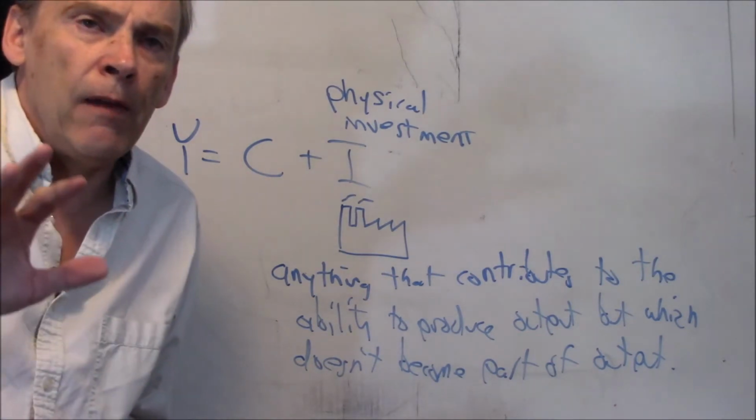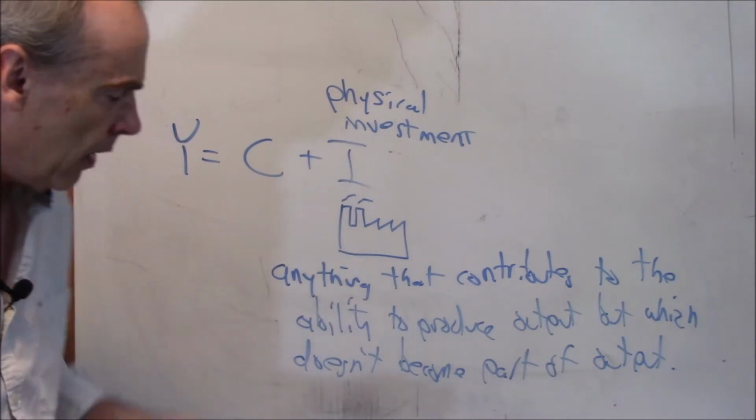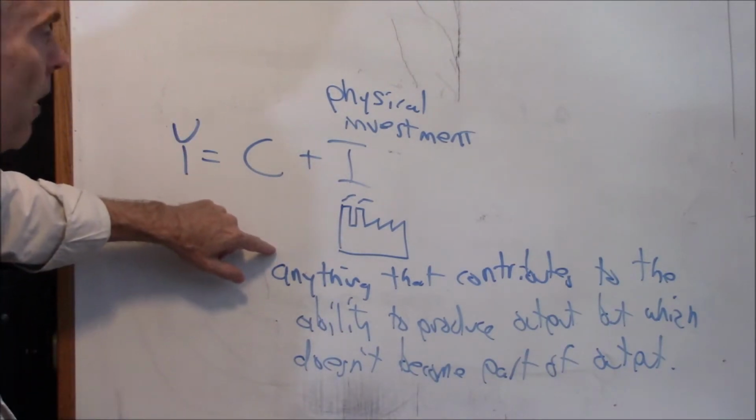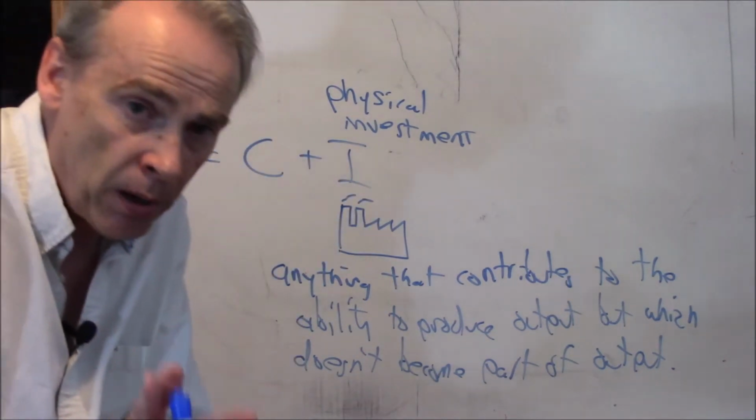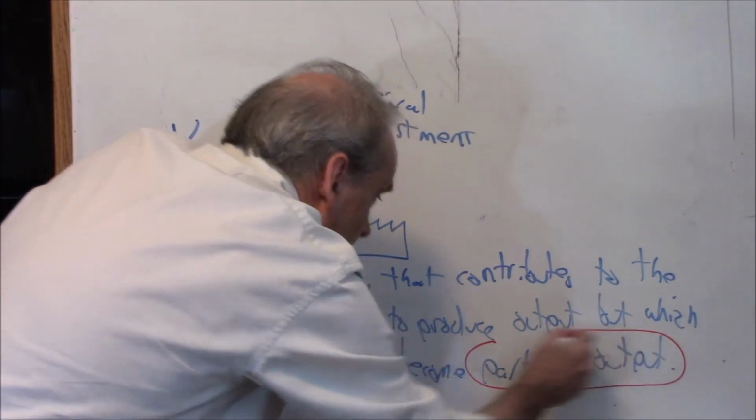You're making a physical investment expenditure as a firm, as an entrepreneur, as a member of the board at TCU, whenever you purchase anything that contributes to your ability to produce output, but doesn't become part of the output. I'm going to talk about that in just a moment.